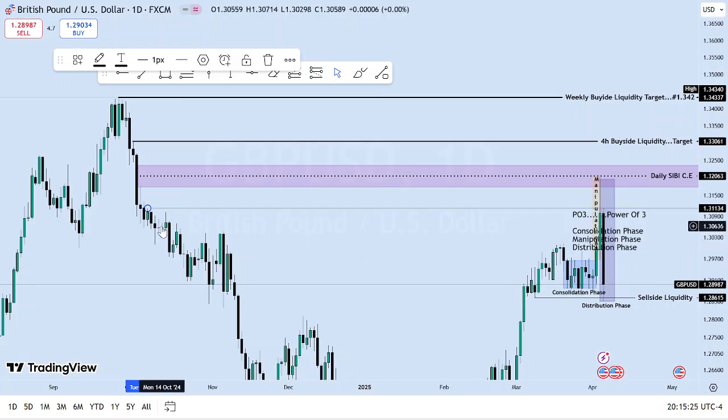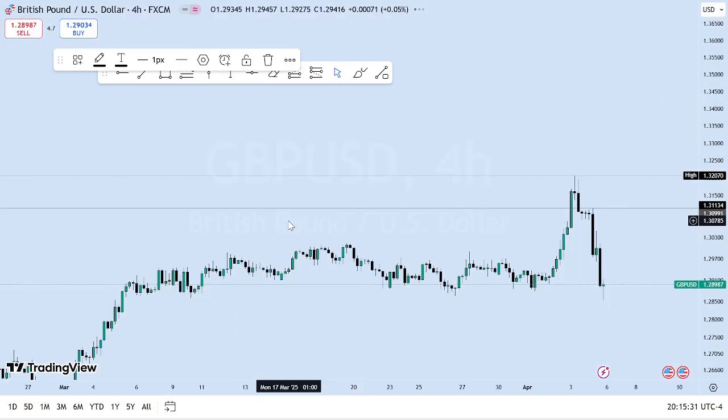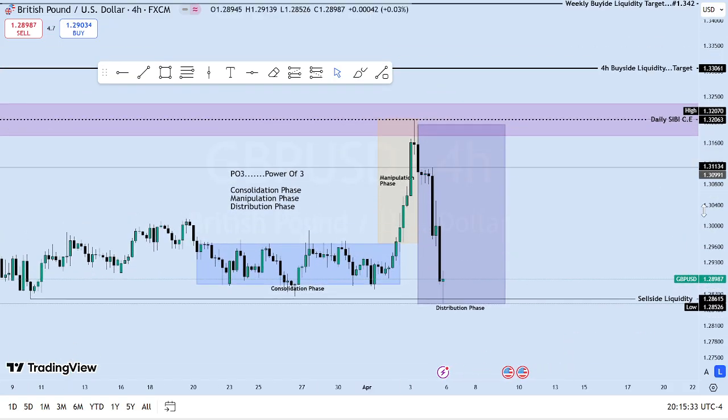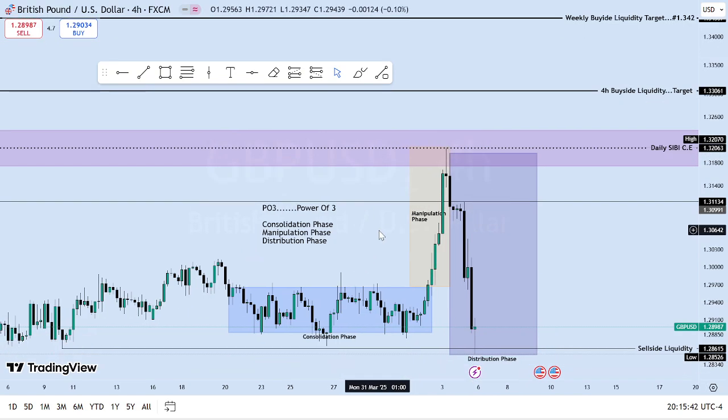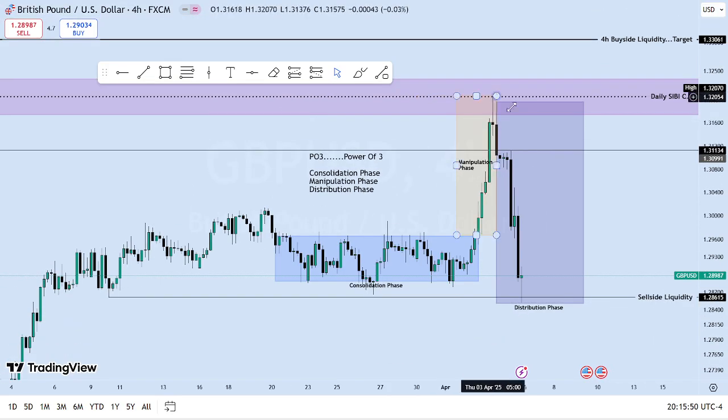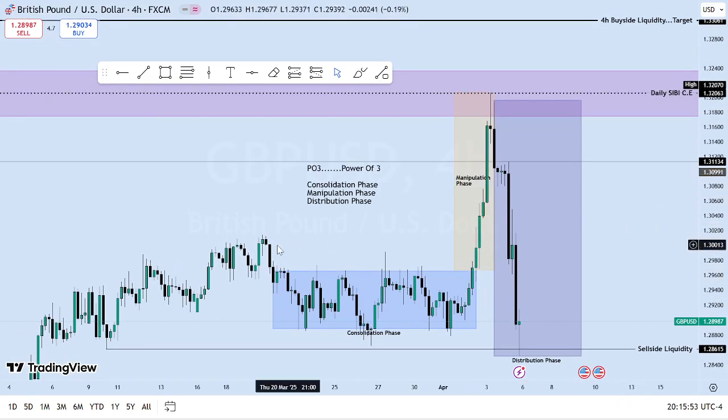So going down to the 4 hour. Now you have seen where price delivered into at the daily CB, that is the daily consequent encroachment, the inefficiency in the daily time frame, where price delivered into for the manipulation phase. Manipulation took out this high, the daily buy side liquidity too, and delivered inside an inefficiency. So once that is done, you anticipate the distribution.